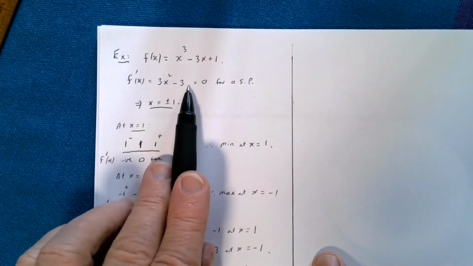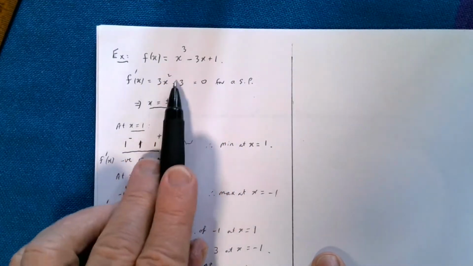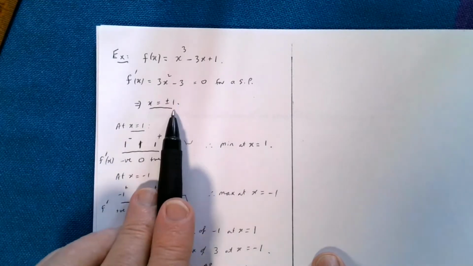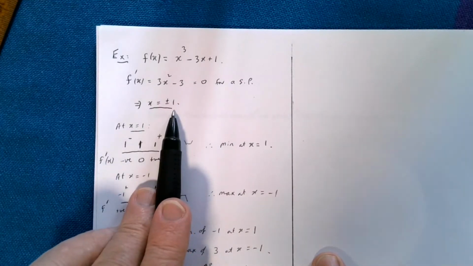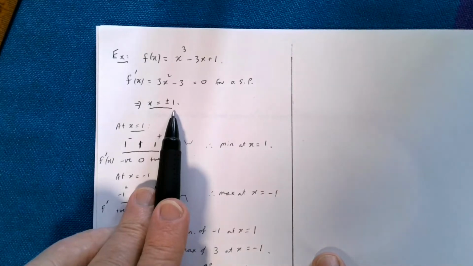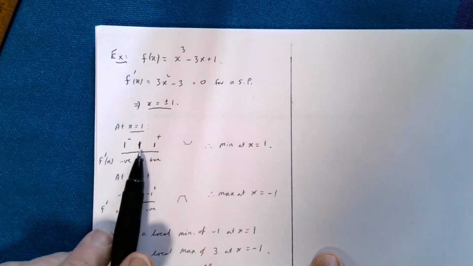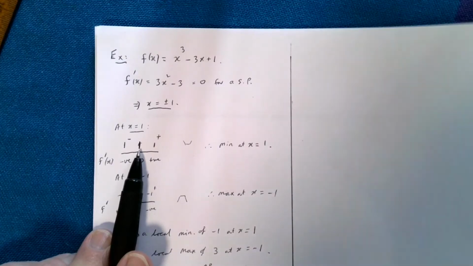Well, it's easy to solve this. You put this on the other side, divide by 3. You get x squared is 1. So x is plus or minus 1. Now, we're not going to develop the second derivative test here. I'm just going to use our basic idea that you look at the gradient at each of these points. You look at the gradient each side of the stationary point.